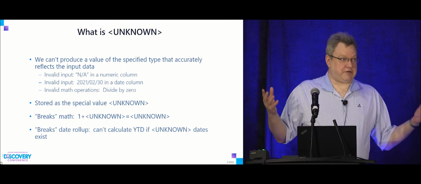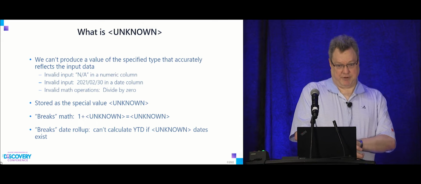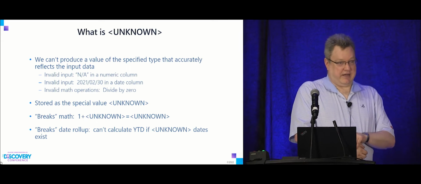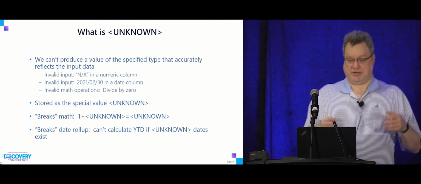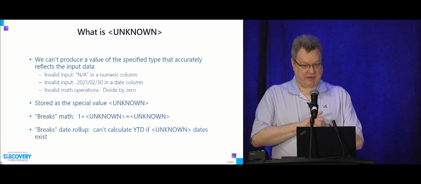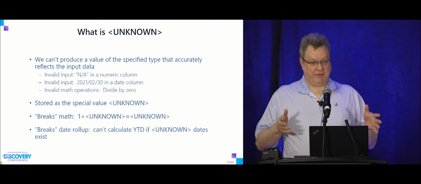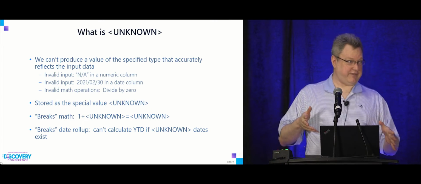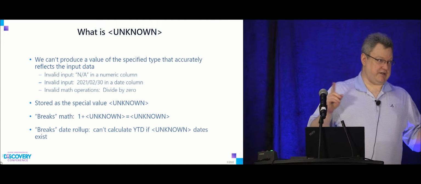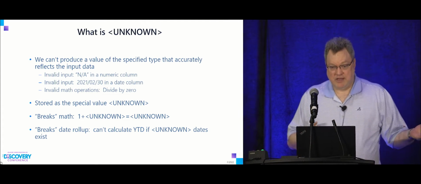We can't produce a correct answer for the slot that we have for it. So we put in this thing called unknown. It's a special value. It's not just the string "[unknown]". It's a special value within Spectre, and it explicitly by design breaks math, breaks date roll, it breaks everything. You try to add 1 plus unknown. If you don't know what unknown is, then we can't know what adding 1 to it is.